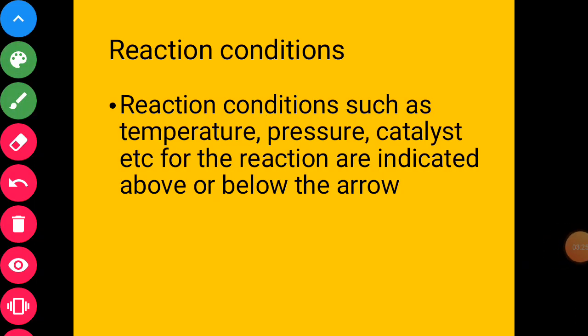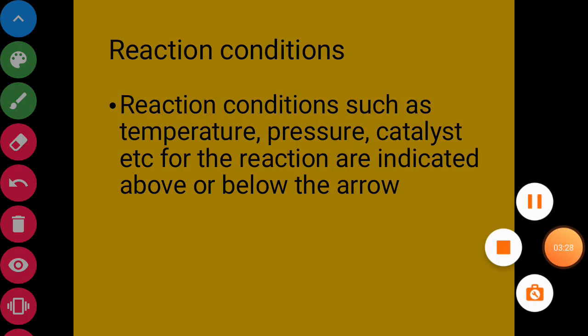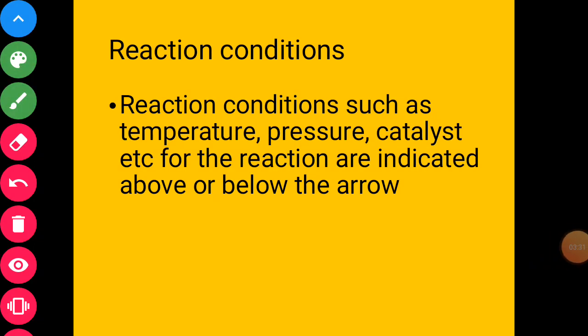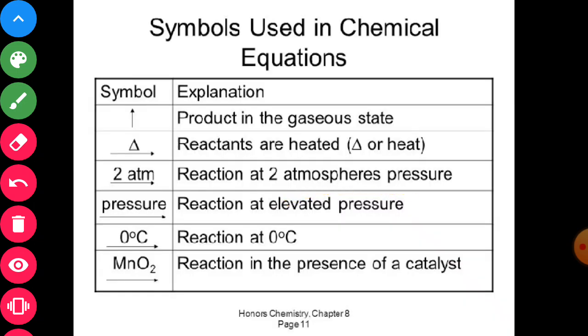Reaction conditions. Reaction conditions are also shown in a chemical equation. Reaction conditions such as temperature, pressure, catalyst, if they are in a chemical equation, they are also shown. They are shown above or below the arrow. Let's check it. Have a look at this table. We have a list of all the reaction conditions here.